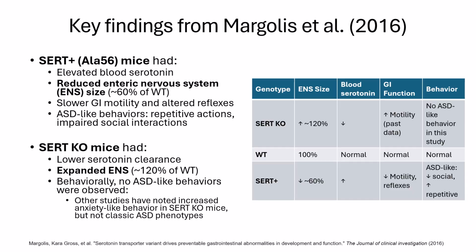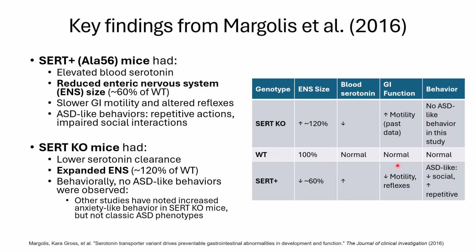If we want to put together a little summary of this, the knockouts had larger enteric nervous system size because they had too much serotonin floating around, so less serotonin in the blood, more of it in the gut. GI function, okay, so motility was a little higher, at least based on past data. No ASD-like behaviors in this study. Wild type we take as baseline. SERT positive means that platelets are taking up a lot of that serotonin, taking it back in the blood, less remaining in the gut, so less of a growth factor for the enteric nervous system.